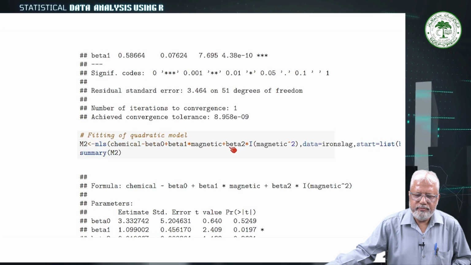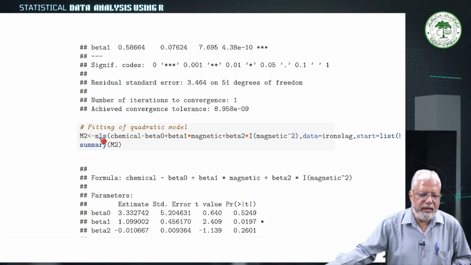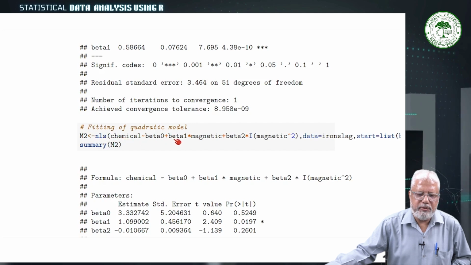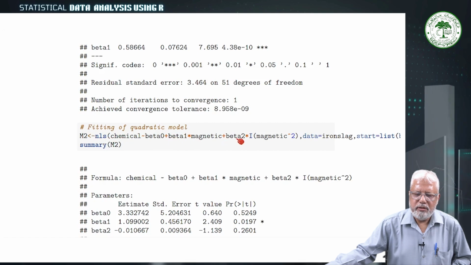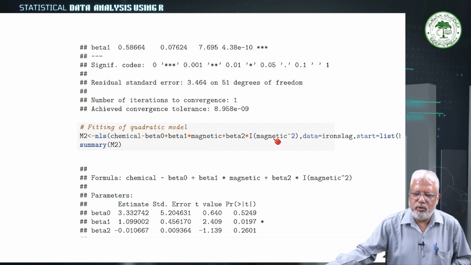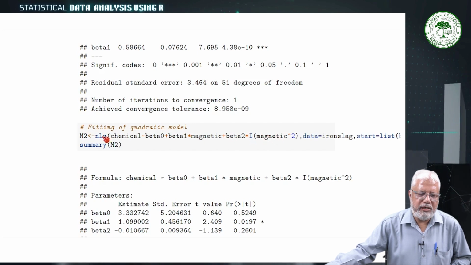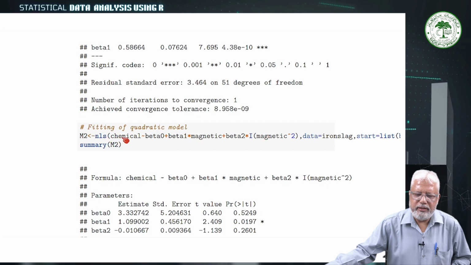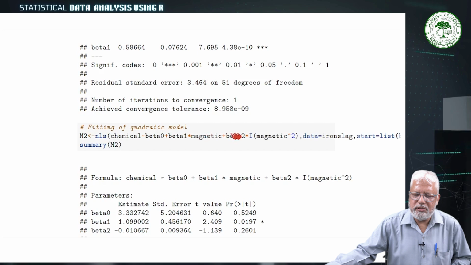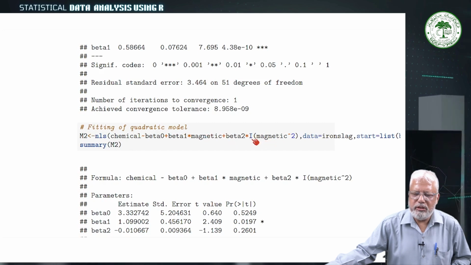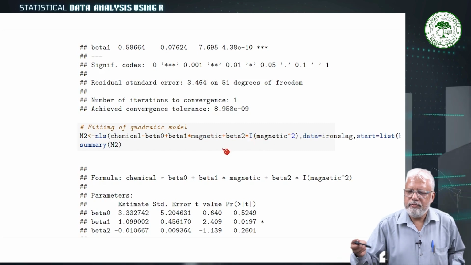Fitting quadratic model. In fitting quadratic model, basically the function is again NLS, chemical versus beta naught plus beta 1 into magnetic plus beta 2 into magnetic square. Actually, magnetic method is much easier than chemical method, and that is why chemical has been taken as response variable and magnetic method is treated as input variable. So, here the expression is like this.